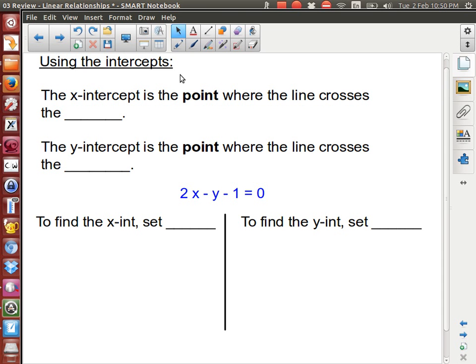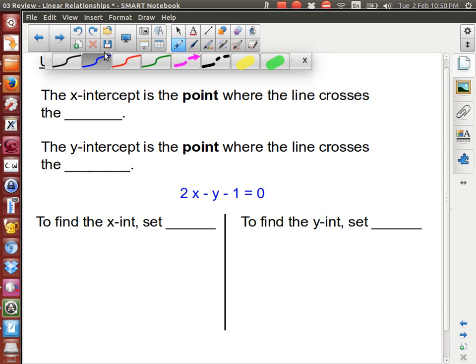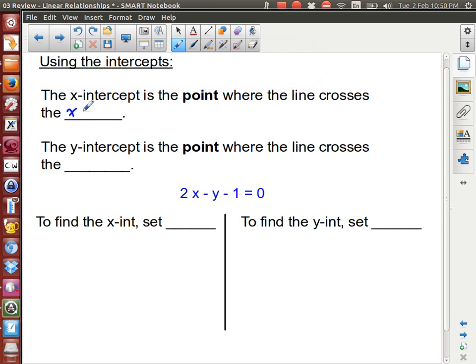Okay, so using the intercepts, that was the second option. Table of values is number 1. Number 2, using the intercepts. The x-intercept is a point where our line crosses the x-axis. That's why it's named that way. And similarly, the y-intercept is the point where the line crosses the y-axis.